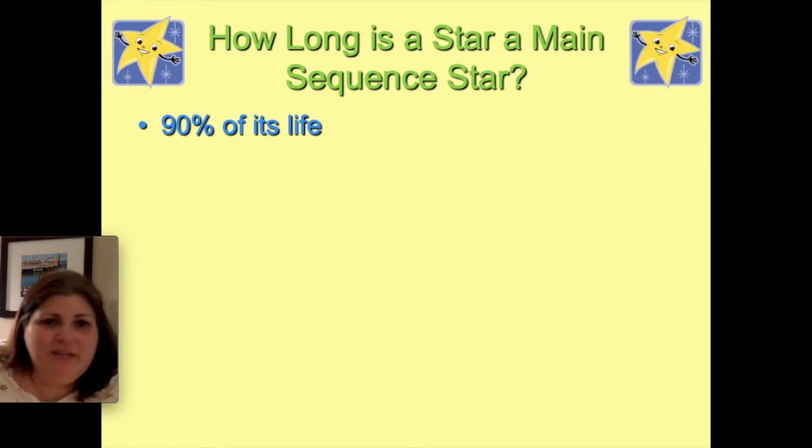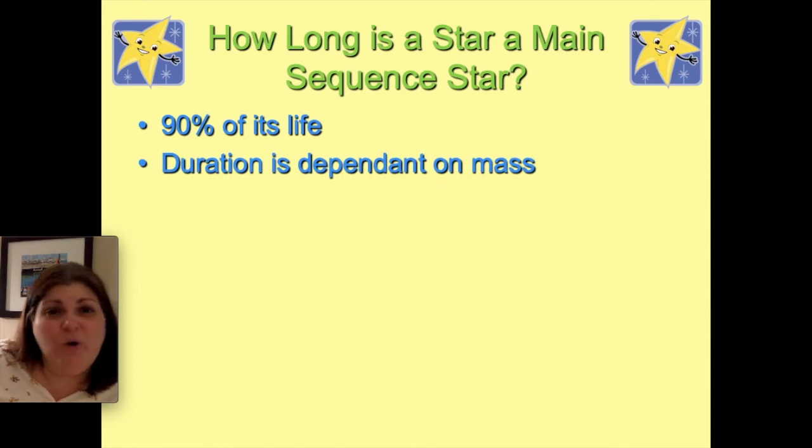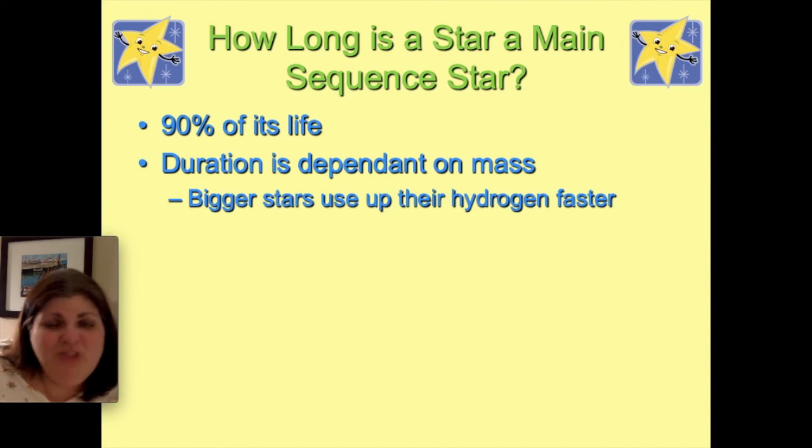It's about 90% of its life, give or take. During the time on the main sequence, there will be slight fluctuations, but essentially it will have that hydrostatic equilibrium and it will be fusing only hydrogen in the core. The larger the star is, the shorter their lifespan is because it's able to burn through its energy.